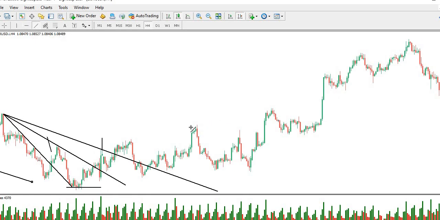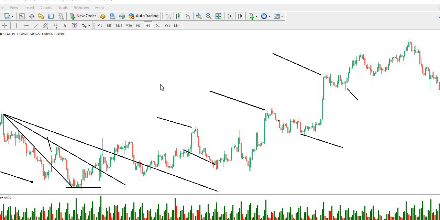Now the market is constantly making higher highs, higher lows, higher highs and higher lows, which determines that now the market is in a clear uptrend.